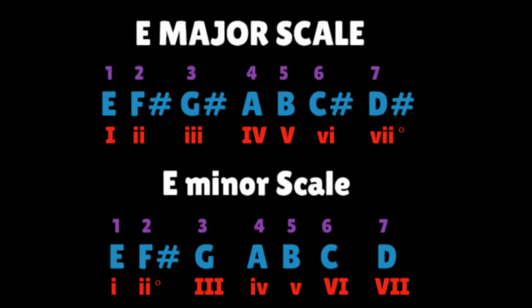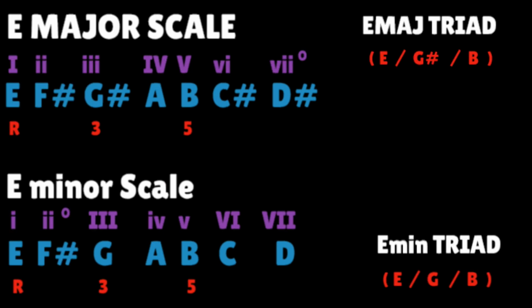We know to build our basic triads from our scale, we use our root, our third, and our fifth for each note respectively. So let's go straight 1, 3, 5 from each scale and see what we come up with. Using the E major scale in the key of E major, we get an E, a G sharp, and a B for an E major chord. And using the E minor scale in the key of E minor, we get an E, a G, and a B for an E minor chord.